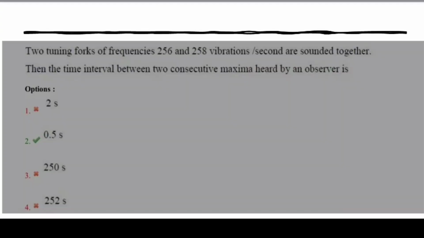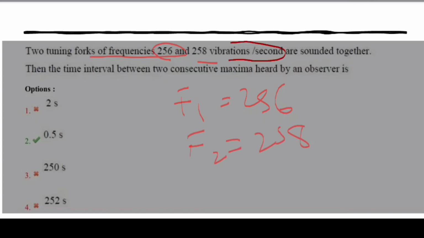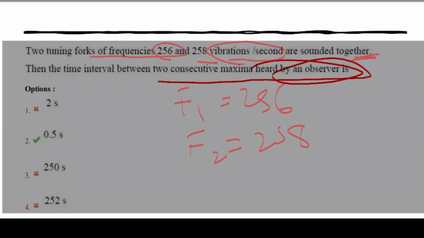Given that two tuning forks of frequencies F1 equals 256 and F2 equals 258 vibrations per second are sounded together, what is the time interval between two consecutive maxima heard by the observer?